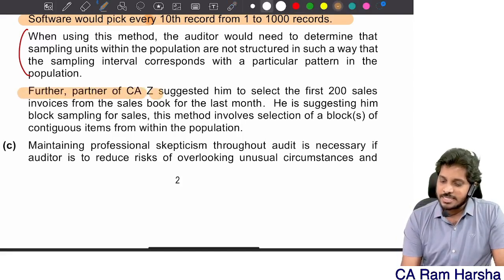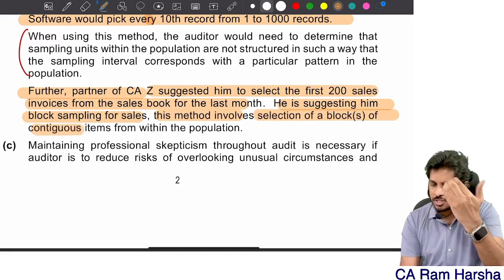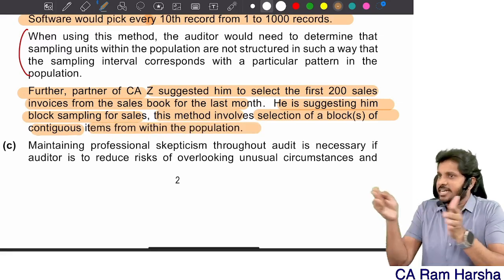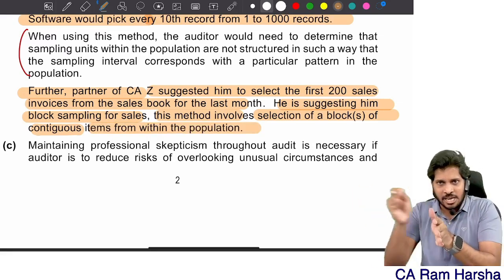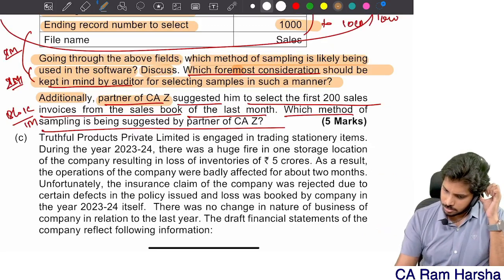Further, Partner Z suggested him to select the first 200 invoices, right? He is suggesting block sampling. This method involves selection of a block of contiguous items. Contiguous means nothing but continuous items within the population. Adjacent items, we call them as what? Adjacent sequence. That's it. Easy question. Next.